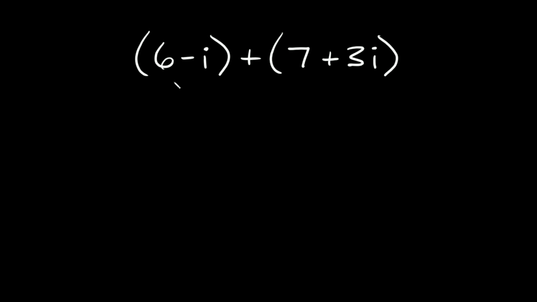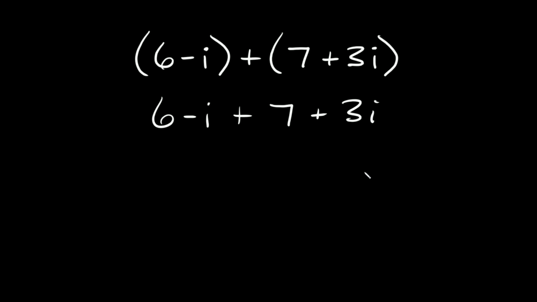All right, so the first thing you want to do is actually drop the parentheses. The only time you can't just drop the parentheses is if there's a negative sign in front of a set of parentheses. In that case, you would have to distribute the negative sign in there first, and then you could drop them. But here, there's no negative sign in front of a set of parentheses anyways, so we can drop them from the start. So here we're going to have 6 minus i plus 7 plus 3i.